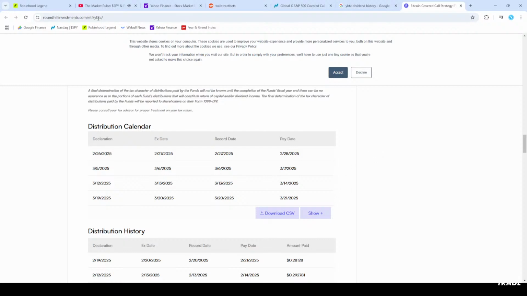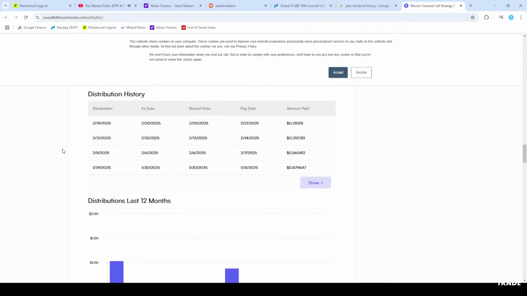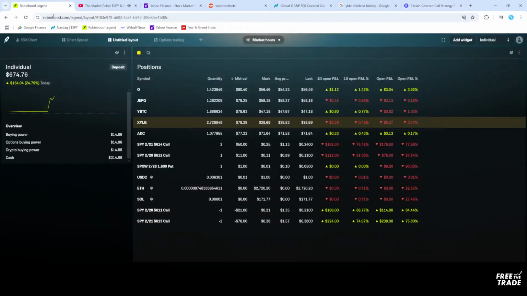On this YBTC that I'm putting it into, every single week they're paying out. Look, 28 cents per share. And when you have a $30 account and you buy one share of it for $47, that means I own, at this point, what, almost two shares?